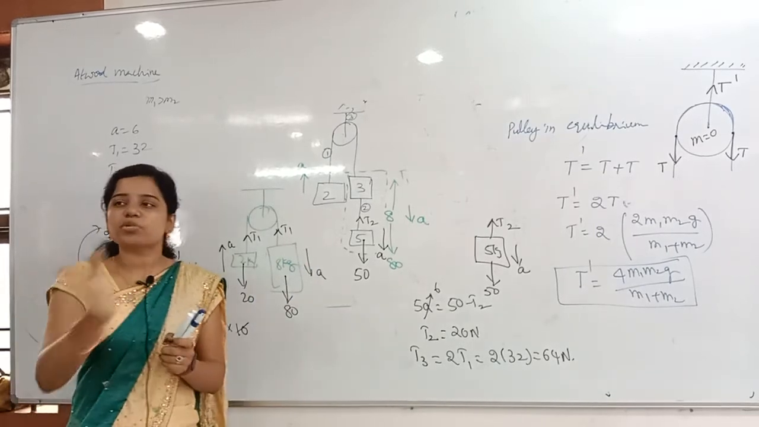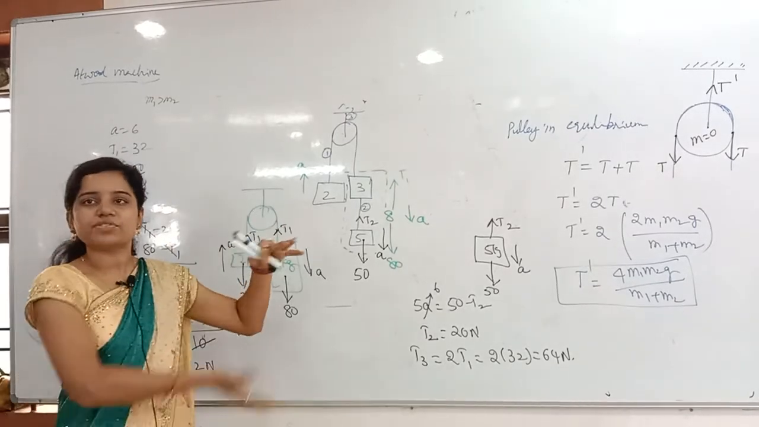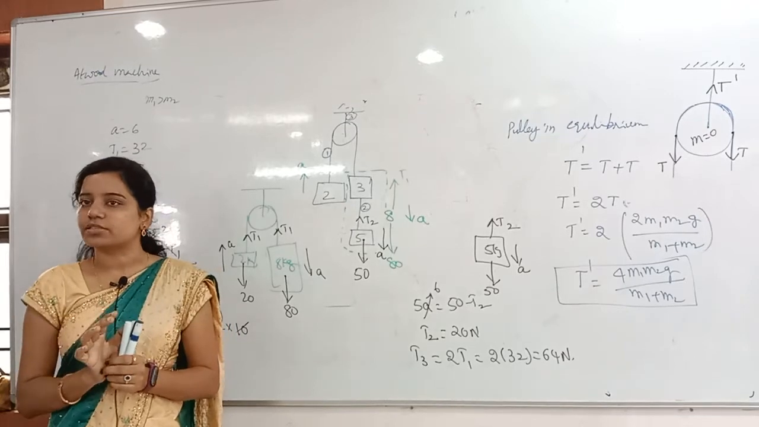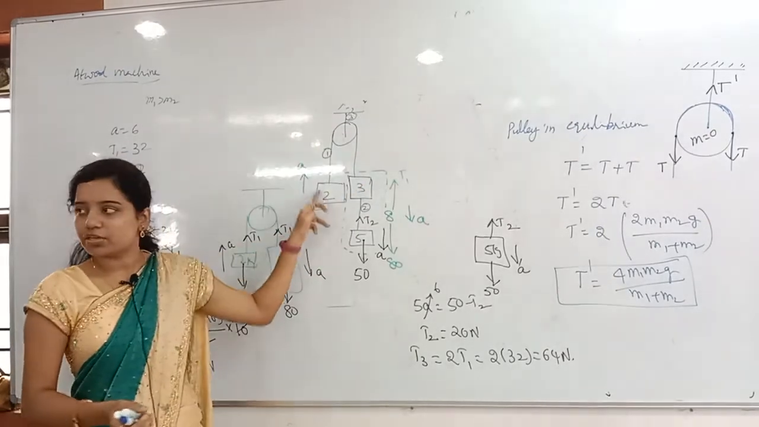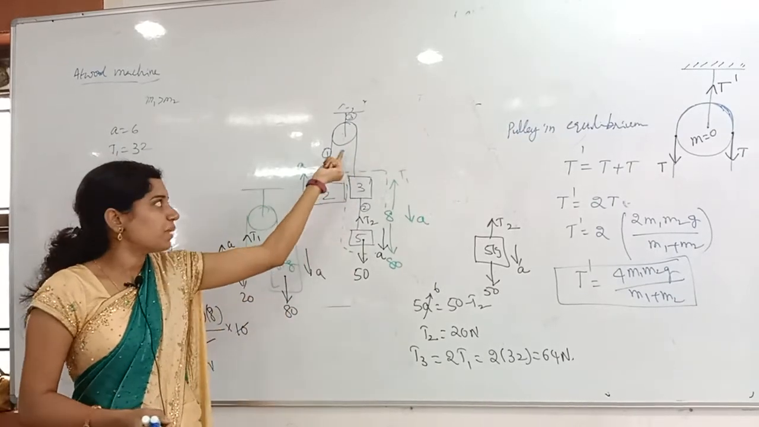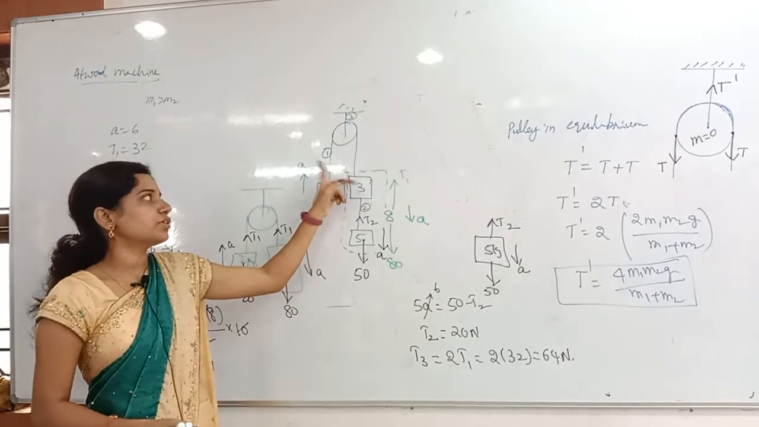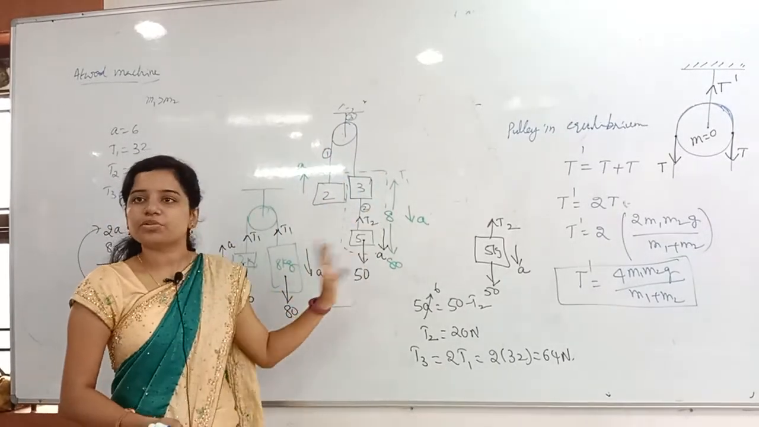You just forget about the remaining blocks. You have to take the entire right side as one block and the entire left side as one block. Then from that we will get the acceleration. By that acceleration, we get the tension in the main string, whichever is passing over the pulley. That is the main string. We will get the tension as 2 m1 m2 by (m1 plus m2) into g.